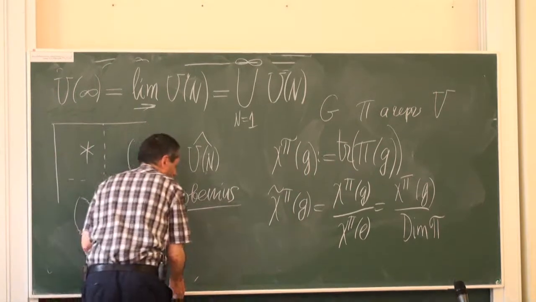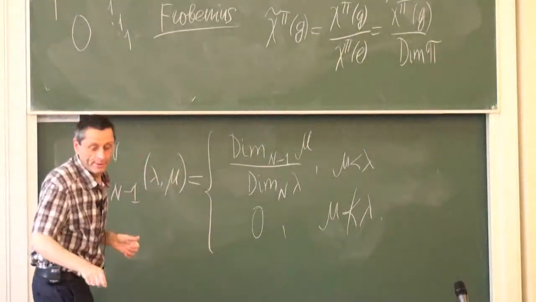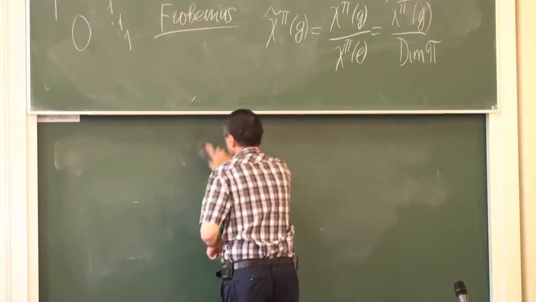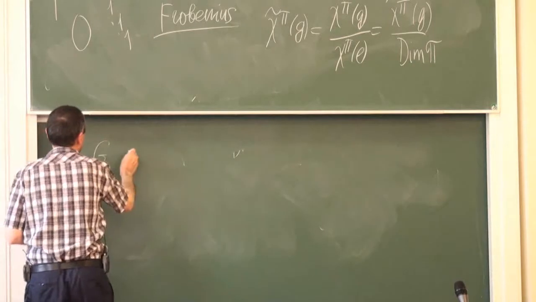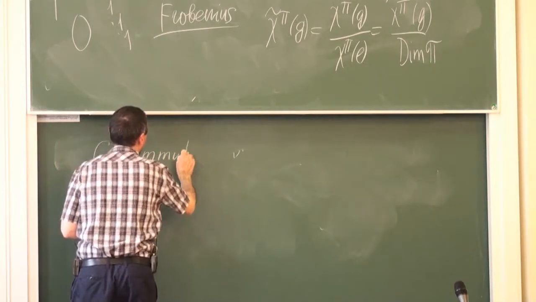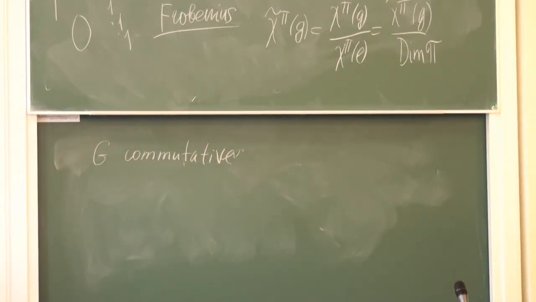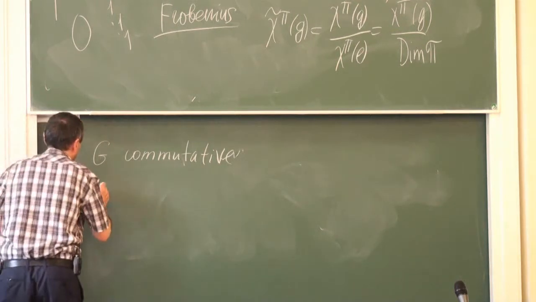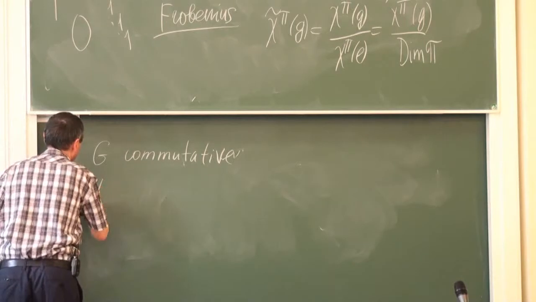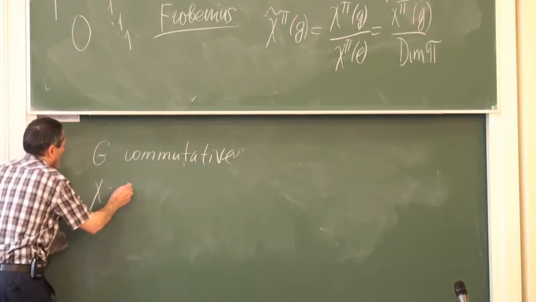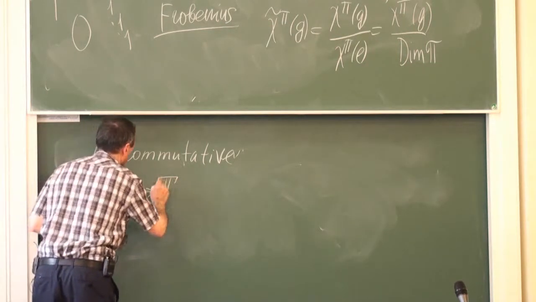Namely, consider the simplest case of a commutative group. If the group is commutative, then irreducible representations are one-dimensional, and they are characters in the sense of Pontryagin duality. So in the commutative case, a character is just a multiplicative function on the group, taking values in the unit circle.